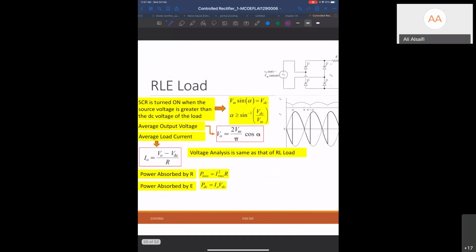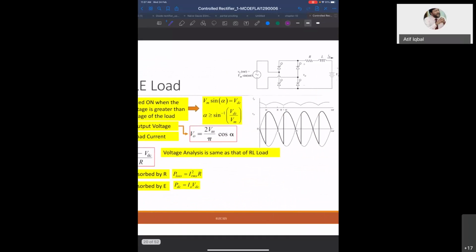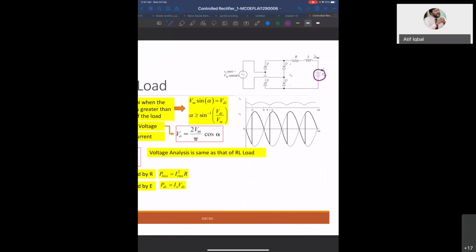Next is the RLE load. For the RLE load, when you have the battery here, and this is the source voltage and this is the battery voltage VDC, the minimum alpha will be this much. You cannot operate your converter below alpha minimum, because it will only trigger when the source voltage is greater than the DC voltage. Only then will it trigger. That means your operating range is from here to here.